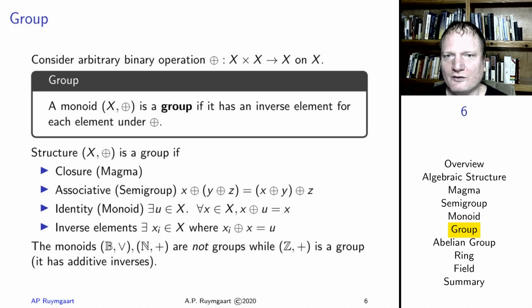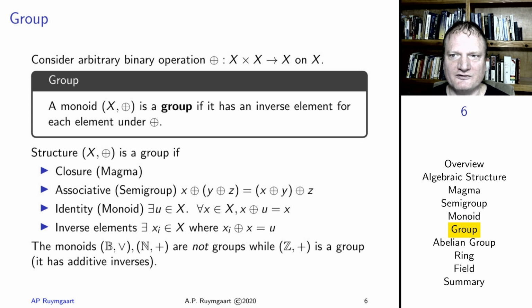Our next structure is called a group. And a group is a term you've probably heard before, since it's commonly discussed in math. Now, a monoid is a group if it has an inverse element under its operation for each element in the set. So the requirements for an algebraic structure to be a group are the following. First, we need closure, which was inherited from the magma. The operation must have the associative property.